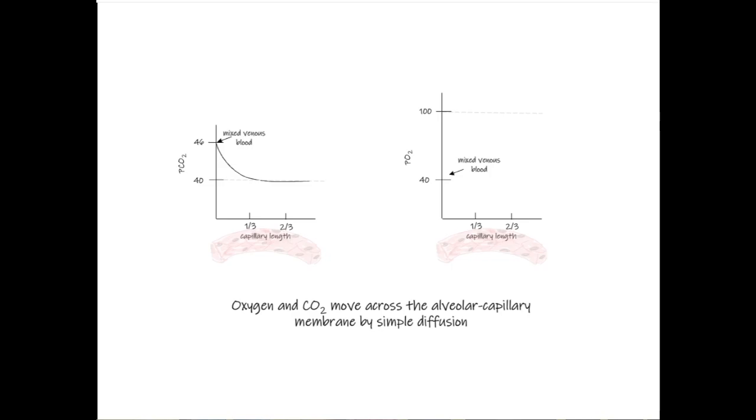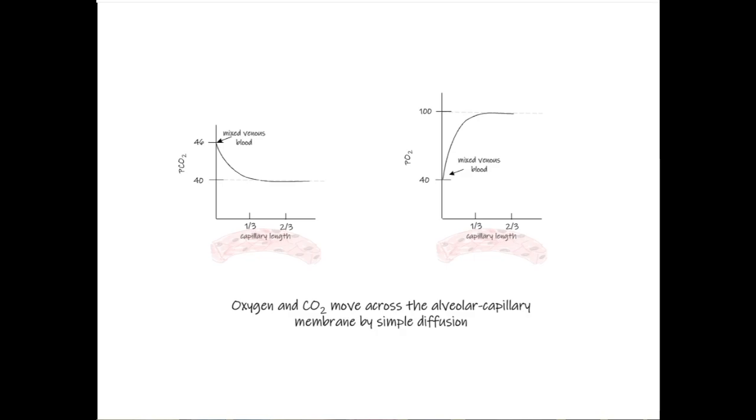the partial pressure gradient. We see the same principle with oxygen, but in the opposite direction. Mixed venous blood enters the pulmonary capillary with a PO2 of approximately 40 millimeters of mercury. Because the PO2 in the alveoli is much higher, oxygen diffuses from the alveoli into the blood. As oxygen enters the blood, PO2 rises until it approaches the alveolar PO2, which is around 100 millimeters of mercury.